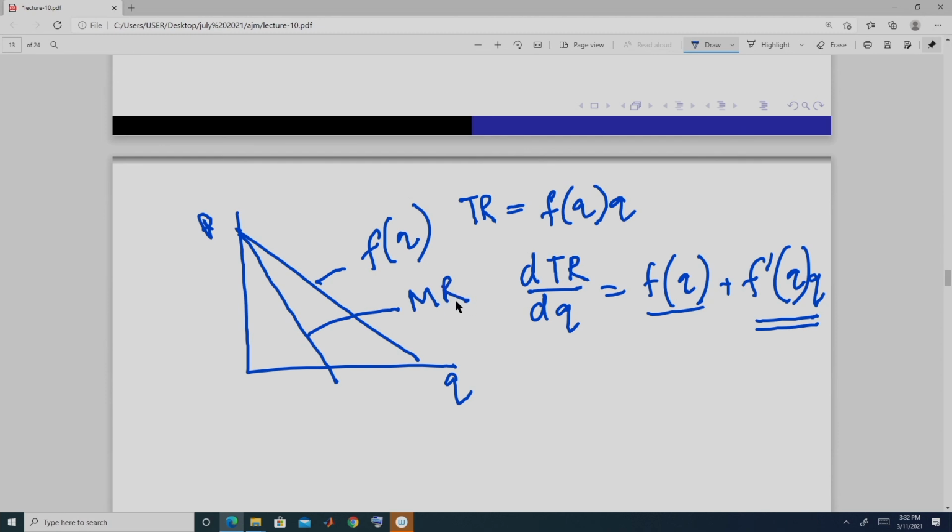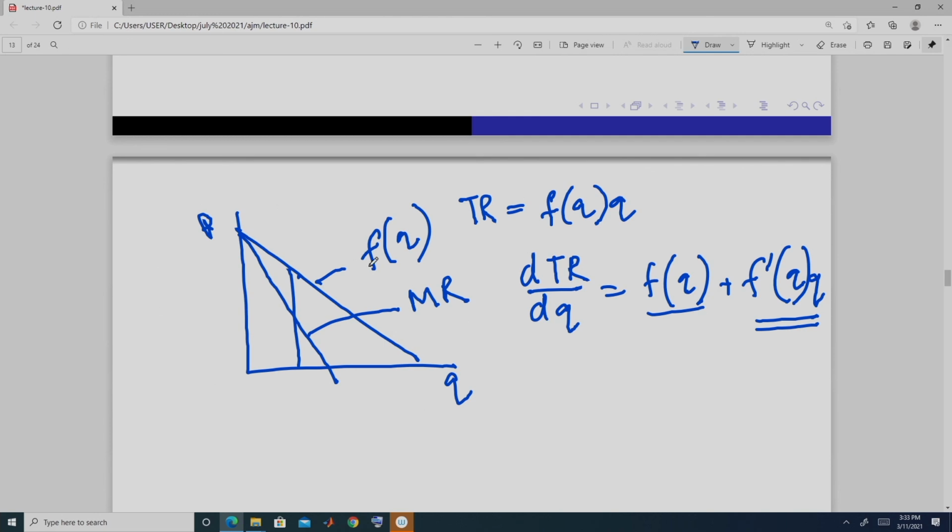Okay. So, the idea is something like this: since the demand curve is downward sloping, if you want to increase some more output, you have to reduce the price. So the additional revenue you are going to get is going to go down. Okay. So, that is the idea.